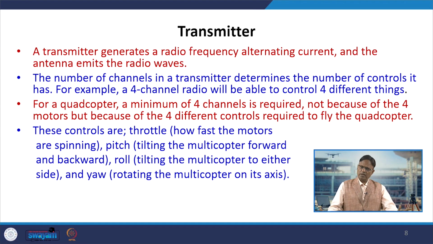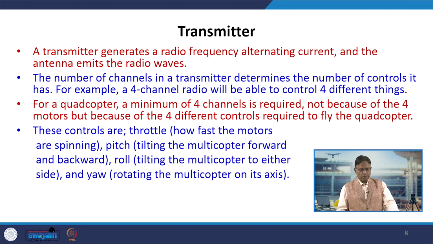Now, as you know, we have fixed wing and quadcopter type drones. In a quadcopter, a minimum of 4 channels is required, not because there are 4 motors in it, but because there are 4 controls required to fly the quadcopter over the area. And some of these controls are listed over here.